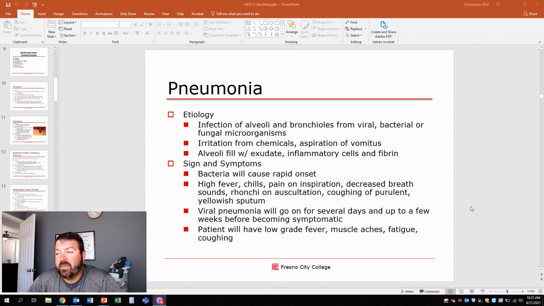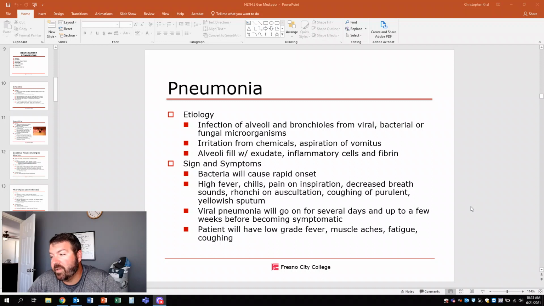Signs and symptoms: bacteria can cause rapid onset. Usually you're going to have high fevers, chills, pain with breathing, decreased breath sounds, rhonchi, that's a type of breath sound, coughing. You cough up that yellow sputum. Rhonchi, what's the best way to describe it? What's it sound like? I don't have a good one, but it kind of sounds like a velociraptor in a way.